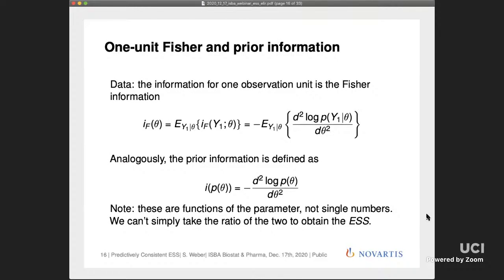Before I start, I need to introduce a few bits of notation. For one, the one unit of data Fisher information and the prior information. So the data, in absence of any prior, provides information for one observation, which is the Fisher information, which we write in this form as shown. So it's basically the expectation over the data of the second derivative of the log density, which is, if you will, a measure of curvature. In full analogy, we define the prior information as the second derivative of the log density of the prior. And it's important to note that these are functions of the parameter, not single numbers. So we cannot just simply take the ratio of the two and call it that this is the ESS. So that's not possible.